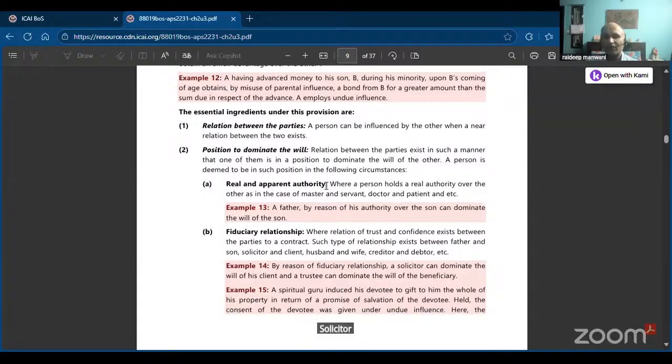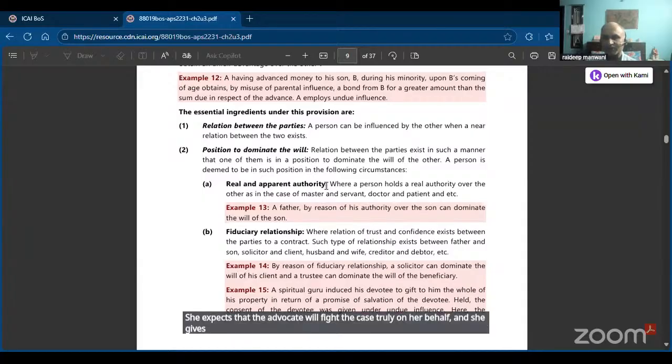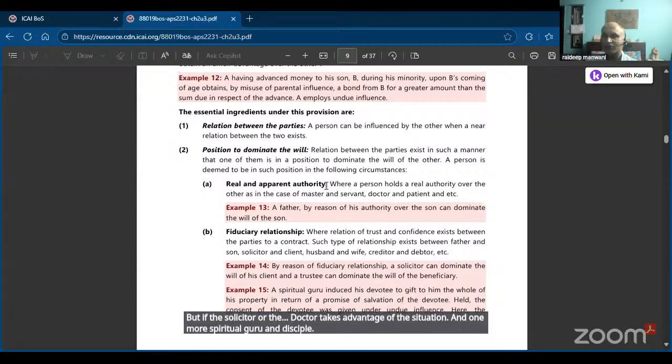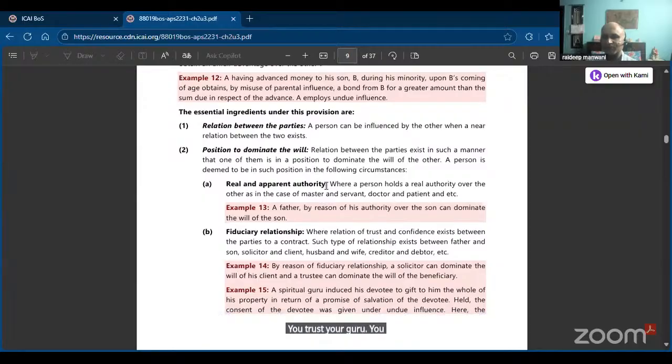Solicitor and client. You appoint an advocate. Let's say Sana is fighting over a property with her cousin sister. She expects that the advocate will fight the case truly on her behalf, and she gives all the relevant information, correct? But if the solicitor or the doctor takes advantage of the situation, and one more, spiritual guru and disciple. You trust your spiritual guru, who will help you. But if this guru takes advantage of the situation, so all these are fiduciary relationships, like trustee and beneficiary.